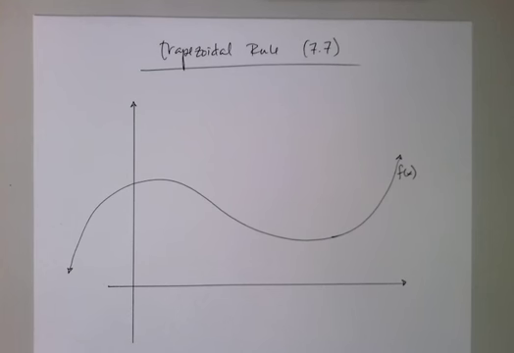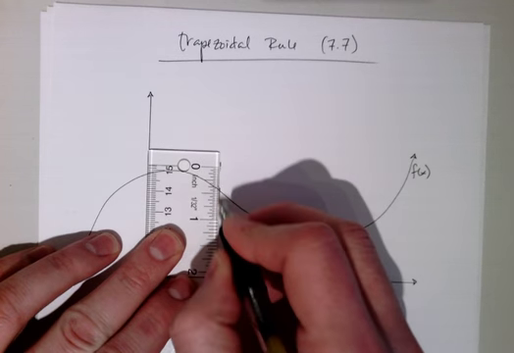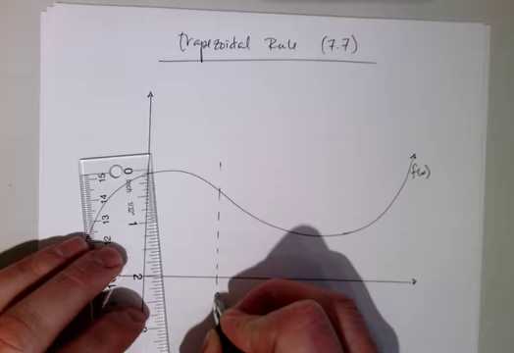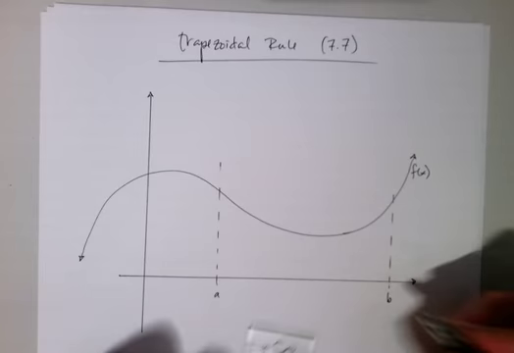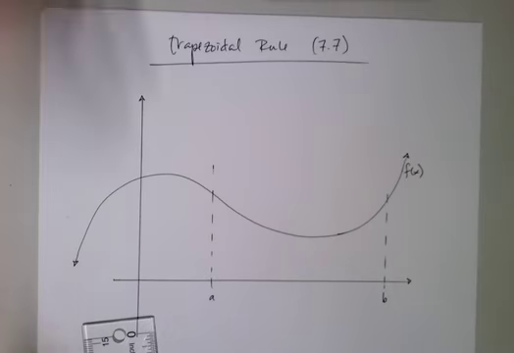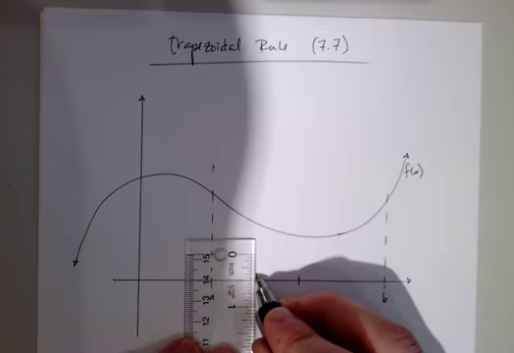Section 7.7, and some other books put this in a different place, is another approximation method for finding the area under a curve. It's called the Trapezoidal Rule, for reasons that will become obvious in just a moment. Now, if we're looking at this function f, and let's say we want to find the area under the curve from A to B, let's go ahead and divide it up into 4 subdivisions.